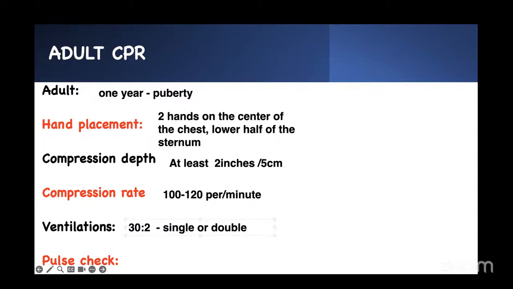It's still the same. Cardiopulmonary resuscitation is the same. It does not change. Ventilation, 30 compressions and 2 breaths. It does not change whether you like it or not.